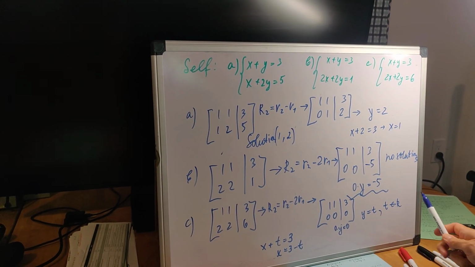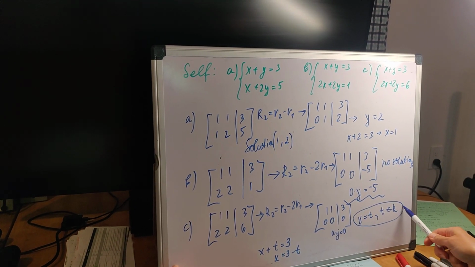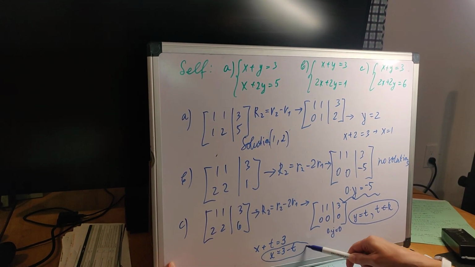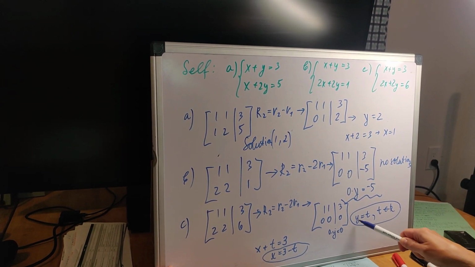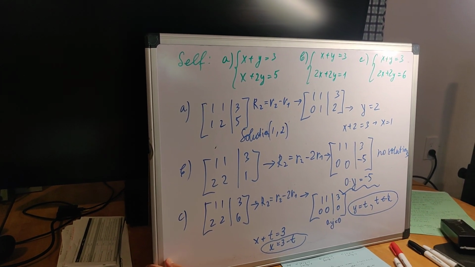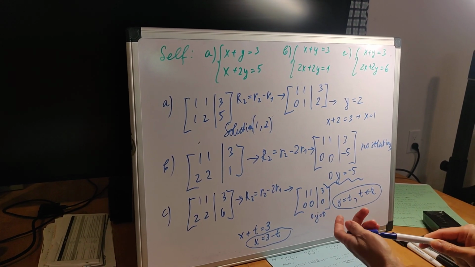Well, what I'm going to do, guys, I'm going to circle my solution. This is part of my solution, and this is the second part. So usually you give x first, x equals 3 minus t, and then you write down y equals t, and then you write down that t is any real number.